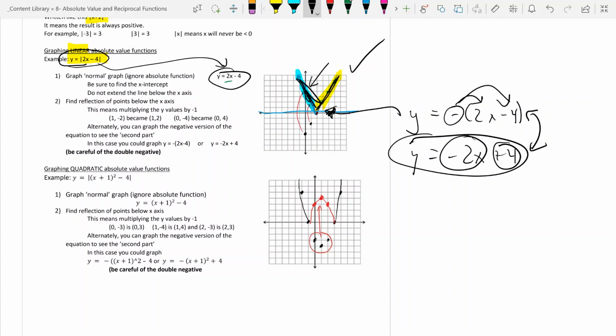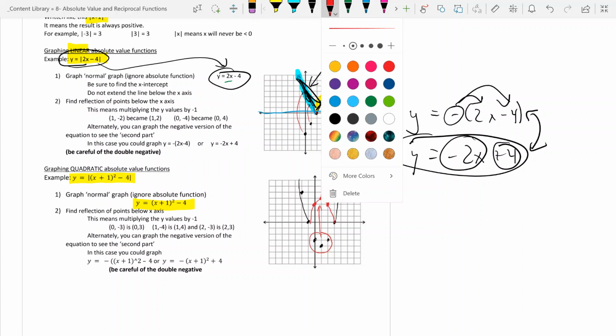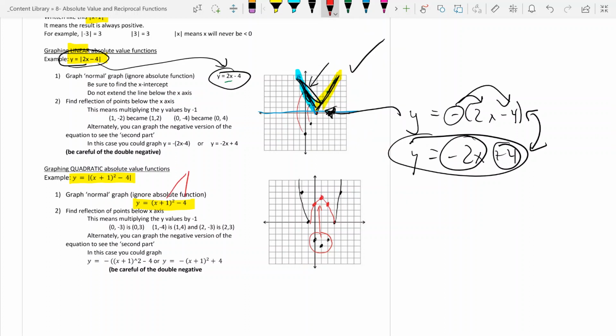I'm going to start by looking at my graph. Okay, I'm going to graph it as if there was no absolute value to start. So it's in vertex form, so I'm going to graph my vertex, which is at negative 4 and 1. Sorry, 1 for the x and negative 4 right there. Okay, and then there's a value of 1, so I'm going to go over 1, up 1, over 1, up 1, and I put the rest of my points like I normally would.